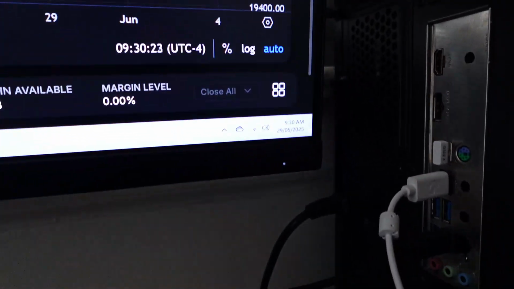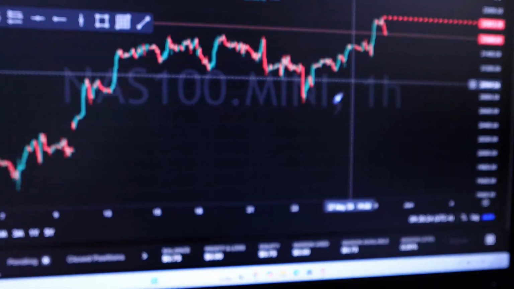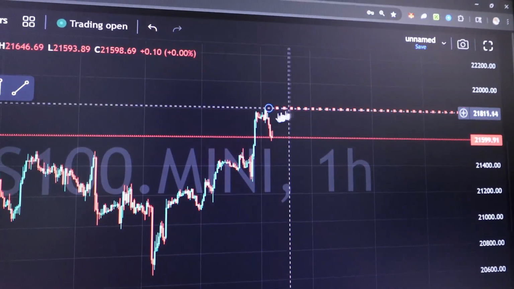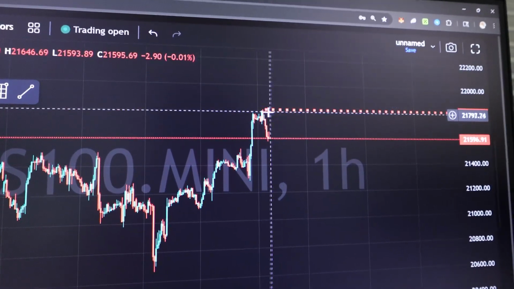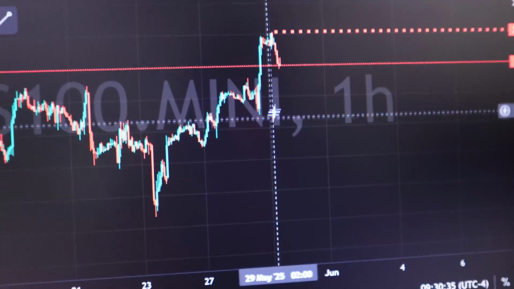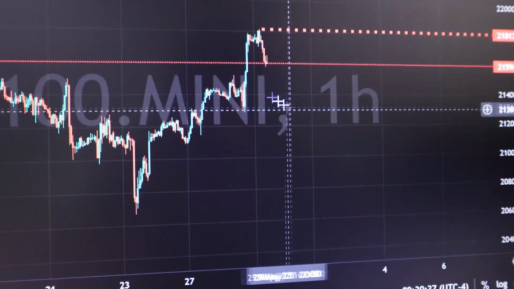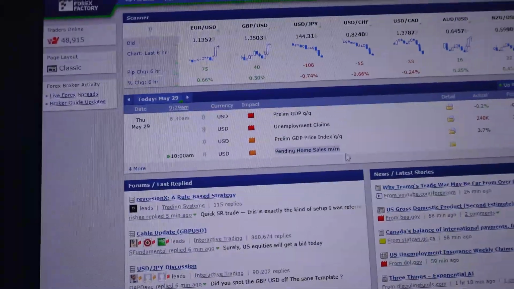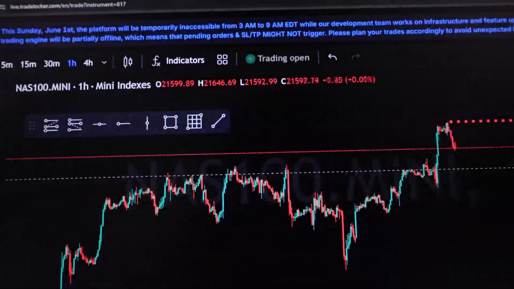All right, so it's 9:30. The market has opened. Our only draw on liquidity really is this up here, this 1 hour liquidity area. The other draw on liquidity down here, I wouldn't be too worried. I don't think price is gonna flood to the downside. So I wanna see longs today, but there is home sales at 10 a.m. So I am gonna be sitting on my hands till 10 a.m.